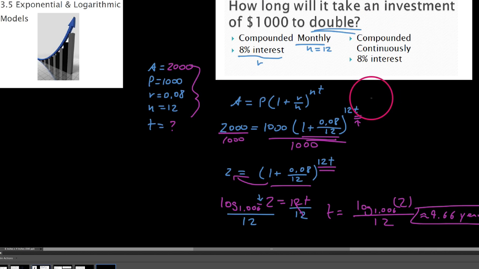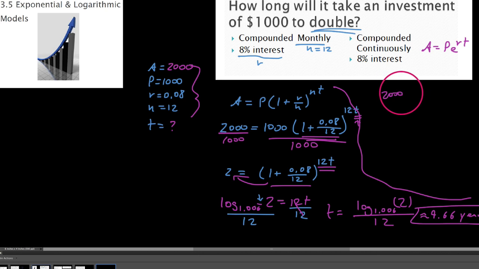Now in this second example, which I like much better, the reason why is because it's compounded continuously. We're going to be using our other growth model, which is that amount equals principal times the natural base e to the rt power. So we have the same interest rate. We want to find out how long it's going to take for this to double. Again, our amount here is 2,000. Our principal investment was 1,000. So we have e to the rate times time, where our rate is 0.08, and time is left general.